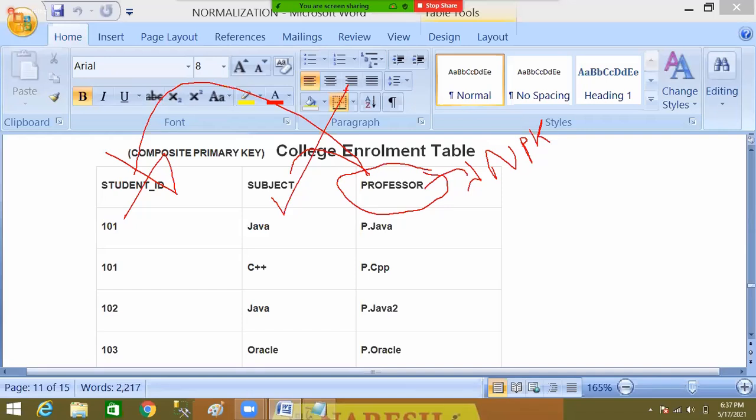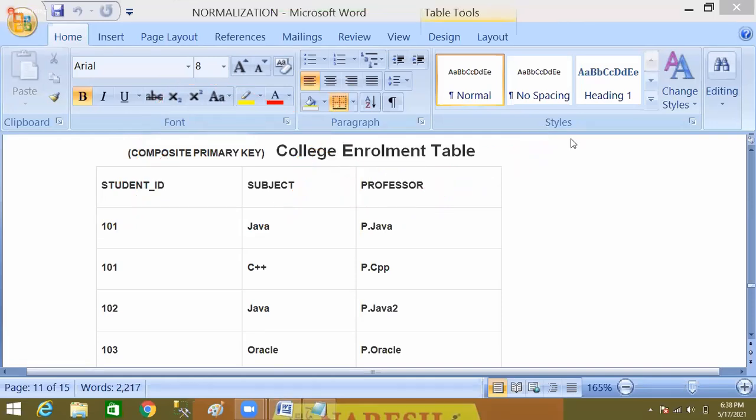As per Boyce-Codd normal form, when a column depends on any other column, that means for any dependency A depends on B, then A should be a super key. Here professor depends on subject, so professor should be a super key. But unfortunately in my table, professor is a non-primary key column. So this table does not satisfy the Boyce-Codd normalization technique.